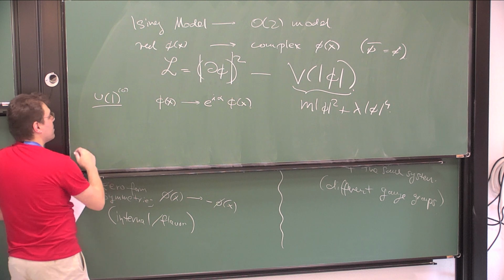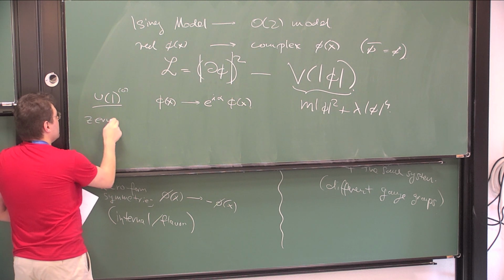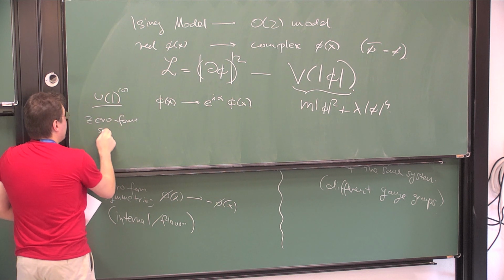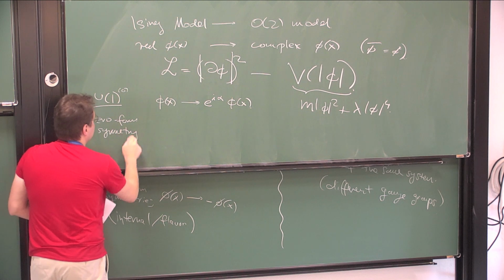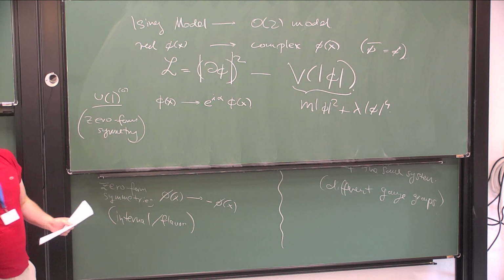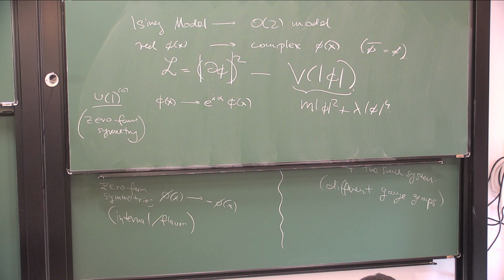So sometimes I'll put a subscript 0. Sometimes it's called an ordinary symmetry, sometimes, anyway.